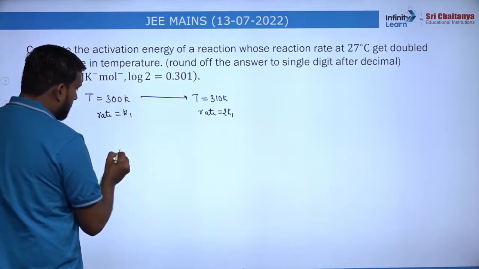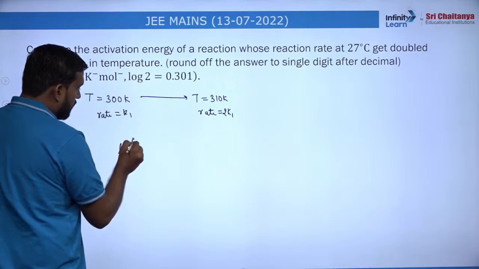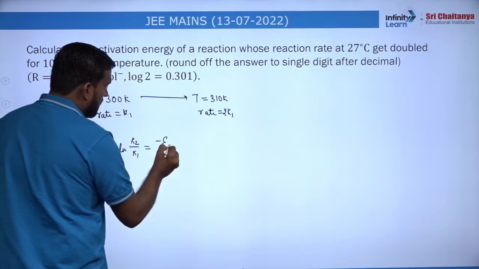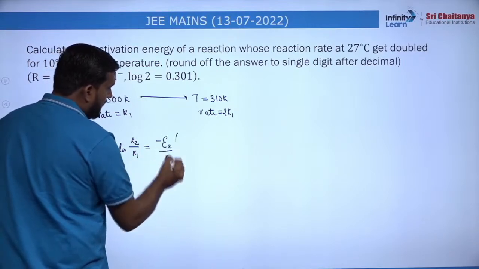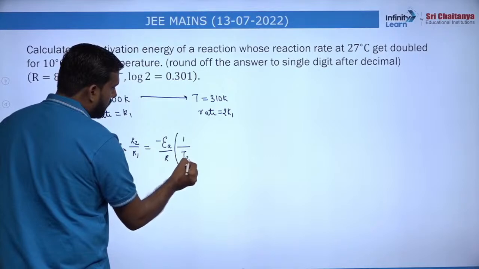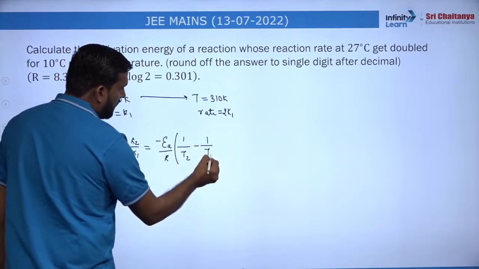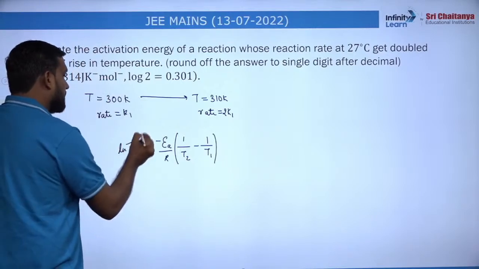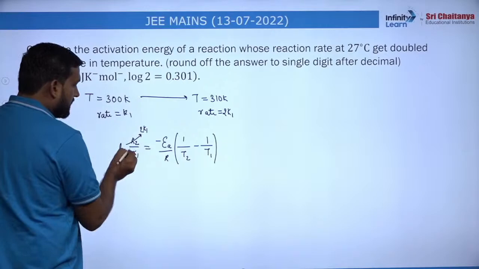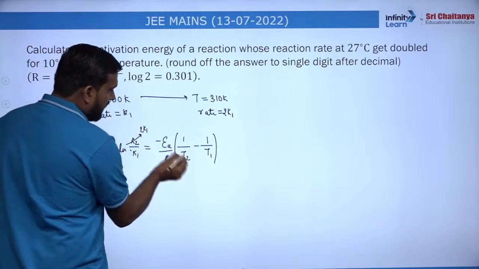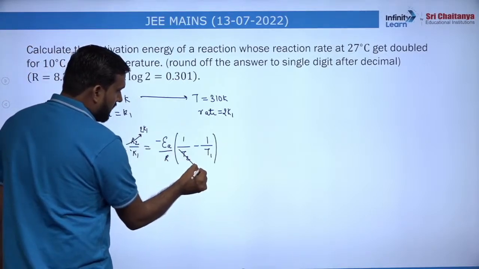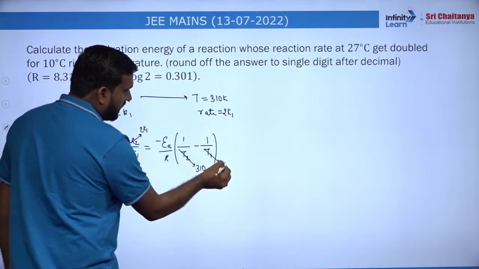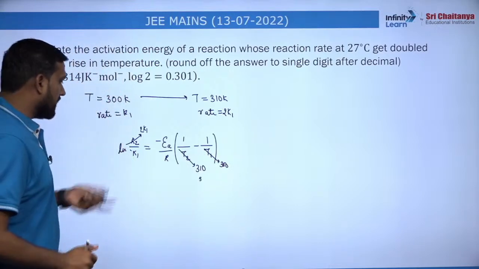So the equation looks like this: ln K2 by K1 is equal to minus EA by R into 1 upon T2 minus 1 upon T1. So this is the equation. Now just substitute the values. K2 is basically 2K1, and K1 is K1 only. T2 is equal to 310 and T1 is 300. So just substitute the values and you will get your final answer.